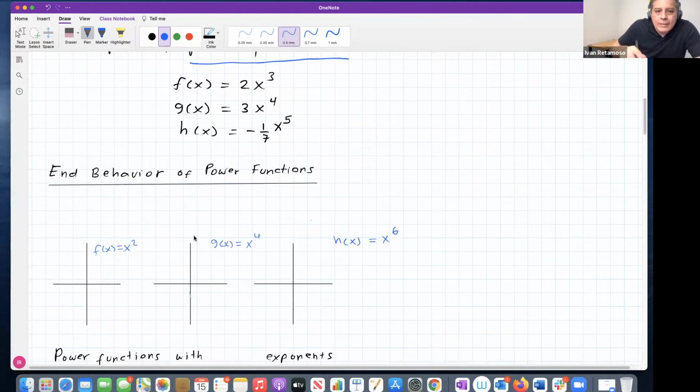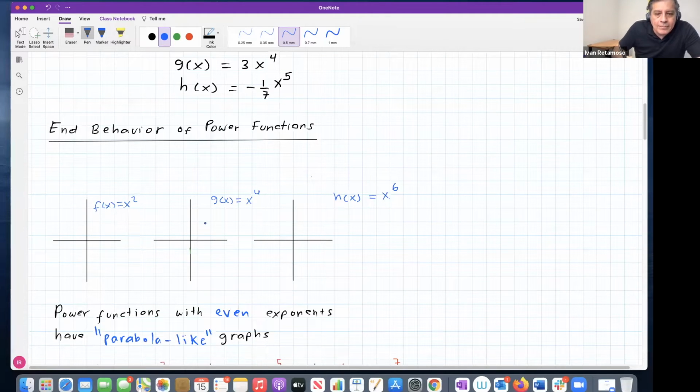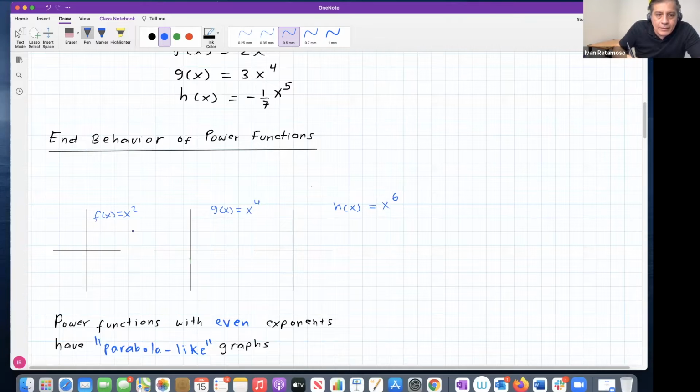power functions having even exponents, right? Even exponents. It turns out when graphed, they have parabola-like graphs. They look like parabolas, okay? No matter what. For example, right? If you graph f of x equal x squared, we know that this guy is going to show us this U-shaped parabola, right? Opening upward because the leading coefficient is 1.